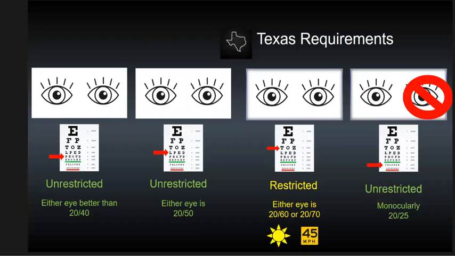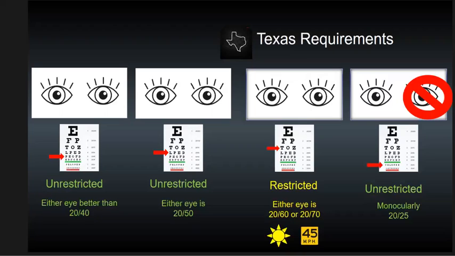For the Texas requirements, there are two components to the requirements of driving. The first being visual acuity and the second being visual field. And we'll start by talking about visual acuity and your binocular patient. If either eye is better than 20/40, then the person is unrestricted in their driving. At 20/50, there's a little bit of gray area in Texas literature, but as long as you have a doctor's signature saying that it's okay to be driving, you're still unrestricted.